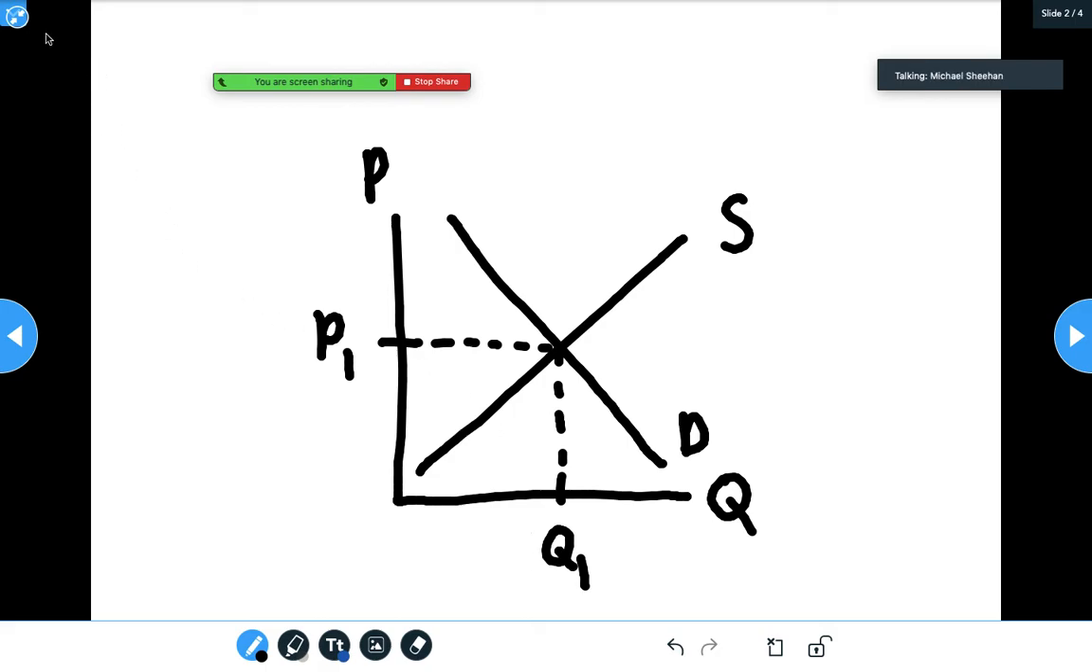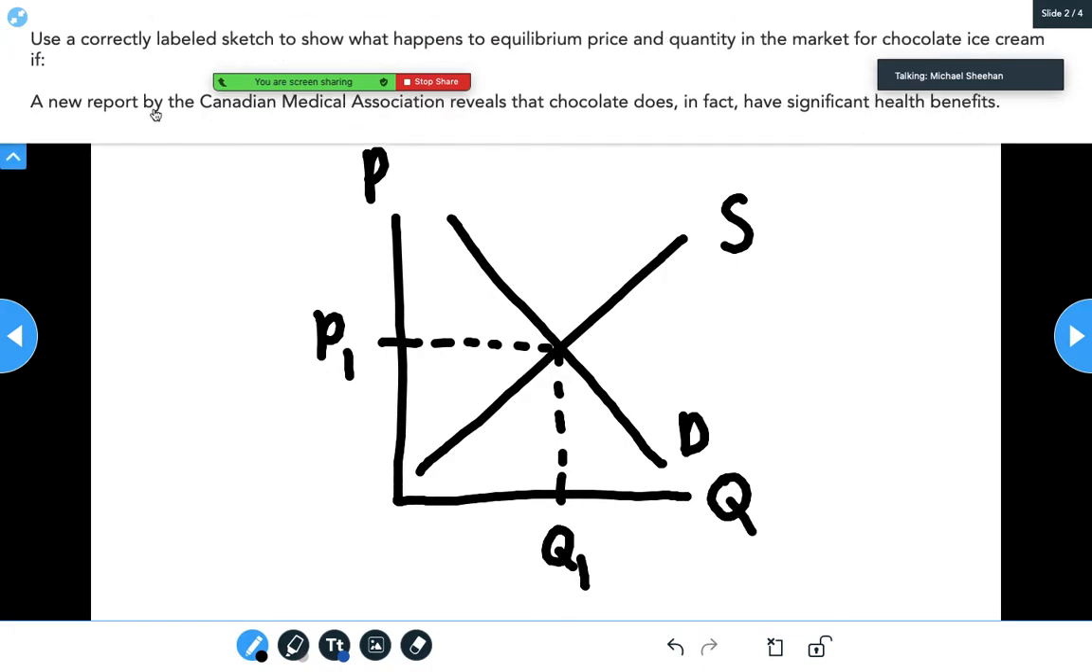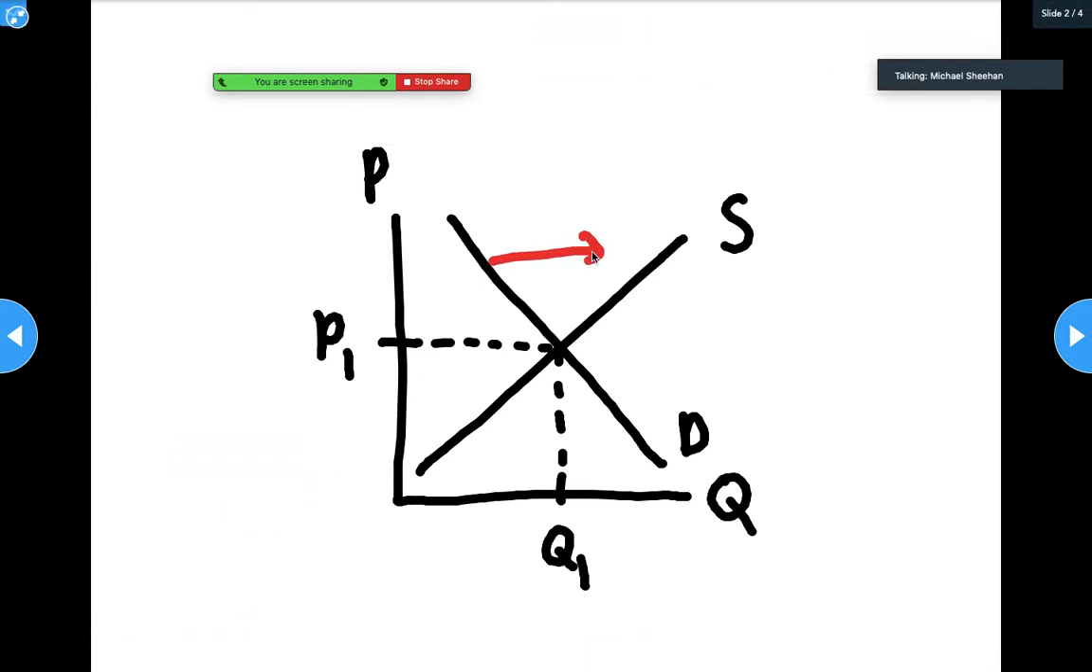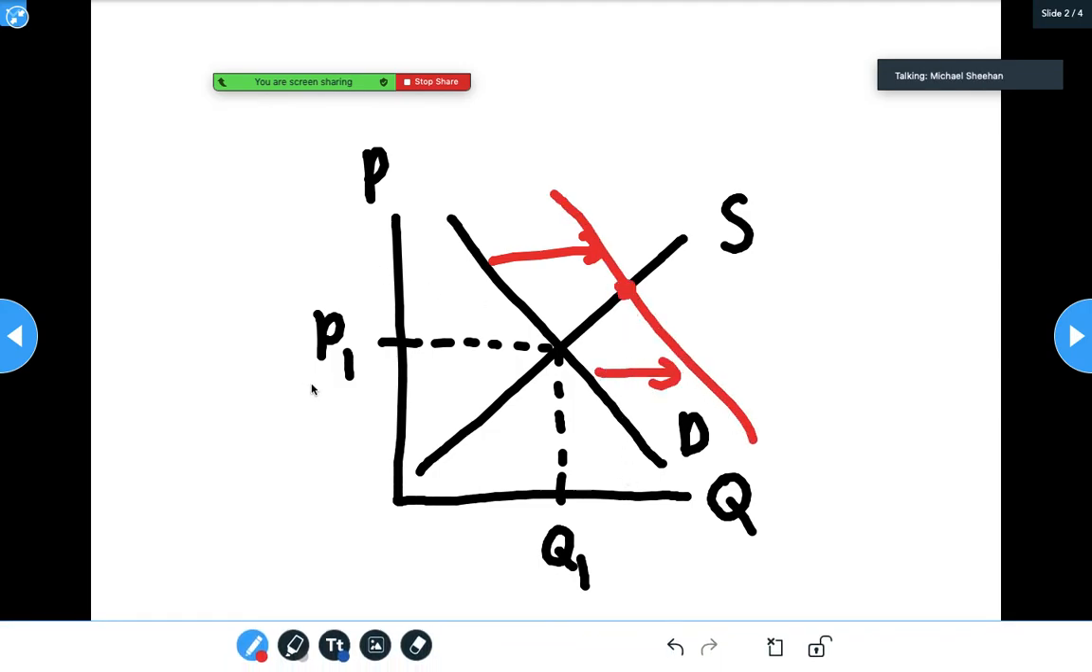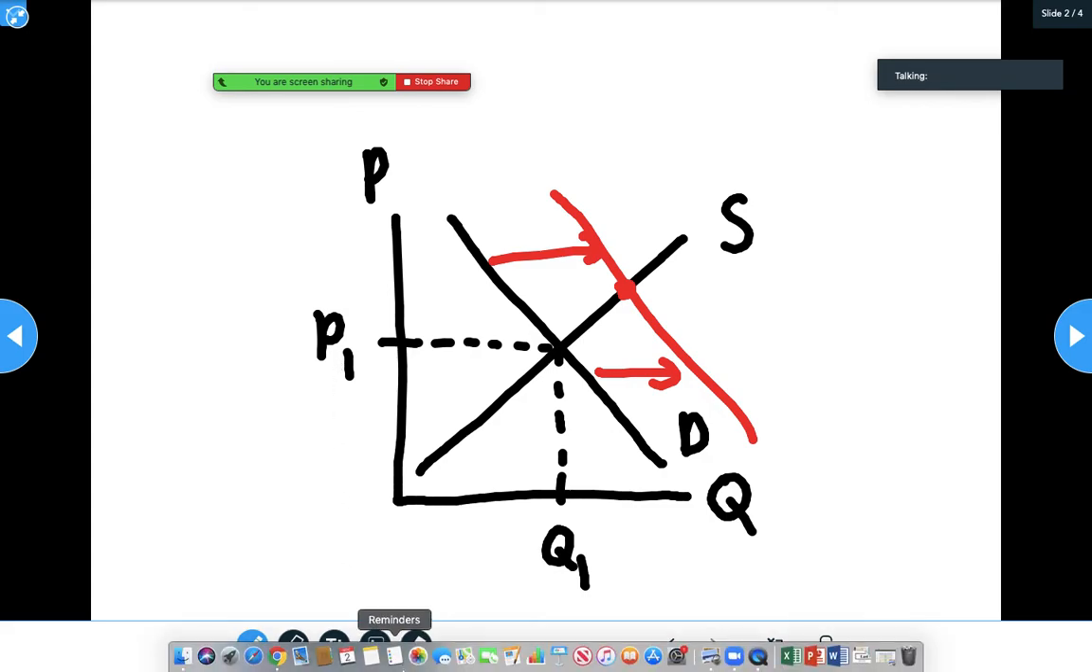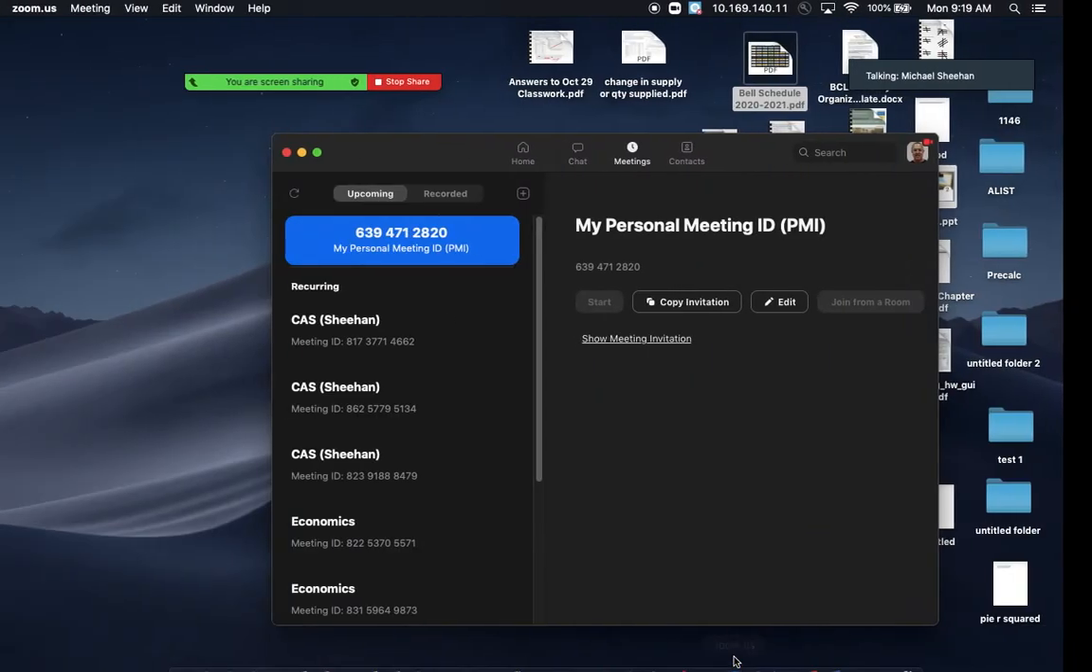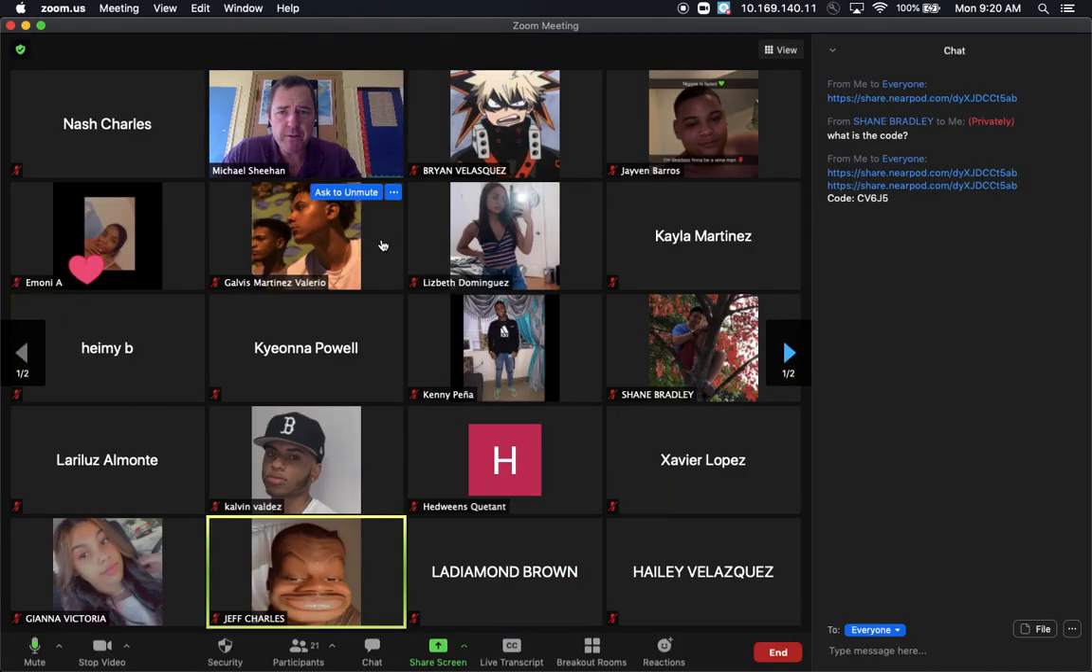And now we want to decide what happens when the Canadian Medical Association reveals that chocolate has significant health benefits. What do we think this is going to affect? Supply of chocolate ice cream or demand for chocolate ice cream? Demand, exactly. So you're going to show an increase in demand and show your new equilibrium price and quantity. I want you guys to finish up this exercise, and that's your mission for today.